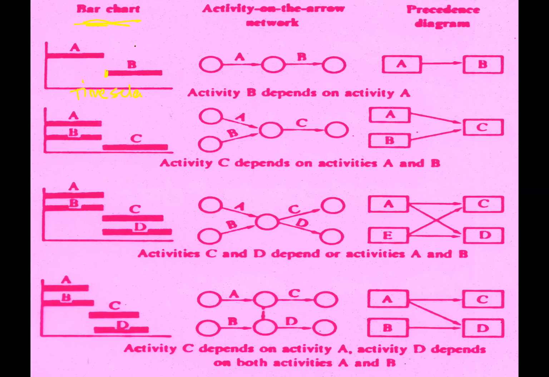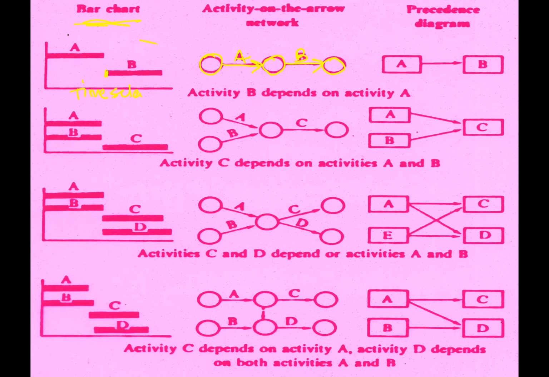So how to draw that as an AOA diagram? The AOA diagram will start with one node, then an arrowhead. So this is A, then close with one node, and then continue with another arrow, the B activity, and then close.